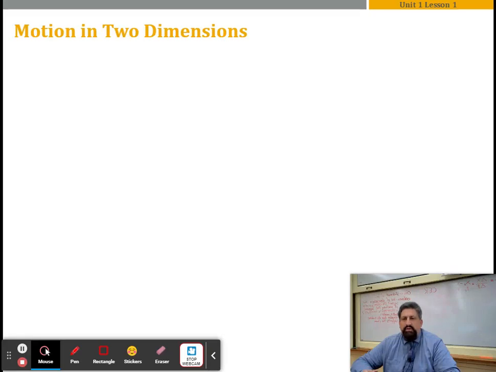So far, we've talked about motion in one dimension. Remember, motion in one dimension is motion along a straight line. It can be forward or back, up and down. Now we're going to talk about motion in two dimensions. Motion in two dimensions, we're talking about maybe motion is forward and back and up and down.